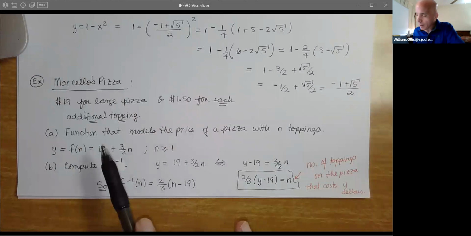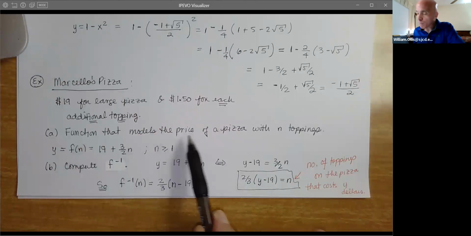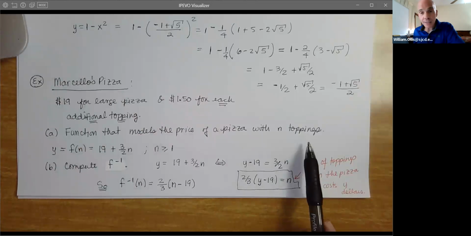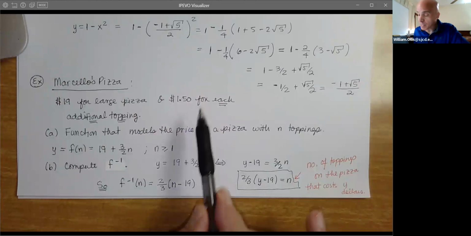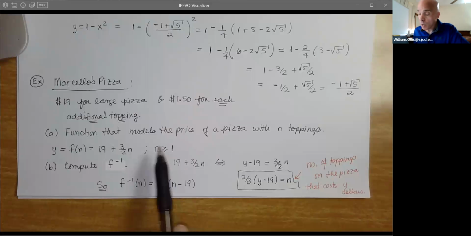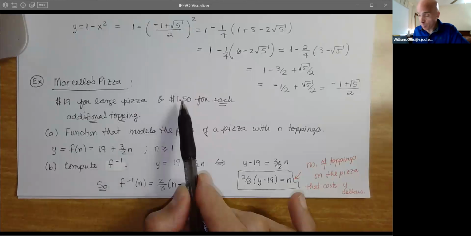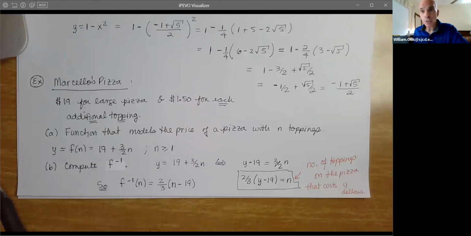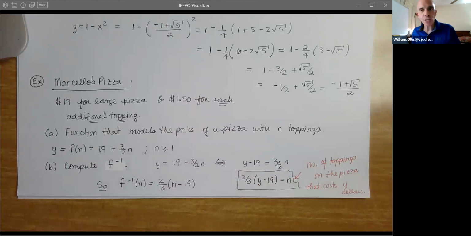Okay, I'll be quiet. Now it says we need a function that models the price of a pizza with n toppings. If we have additional toppings, that means n is greater than or equal to 1. So we have the fixed cost of $19 plus 3/2 times n. That's easy. I wanted you to see this at work when it's really simple.